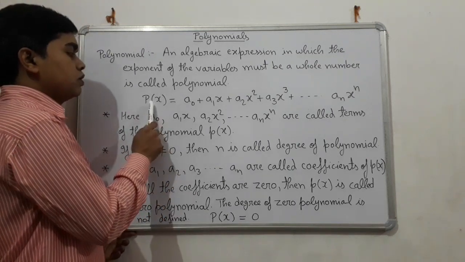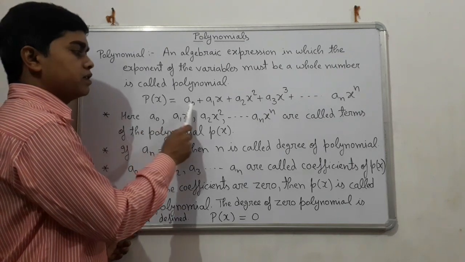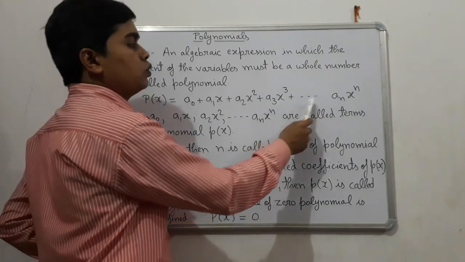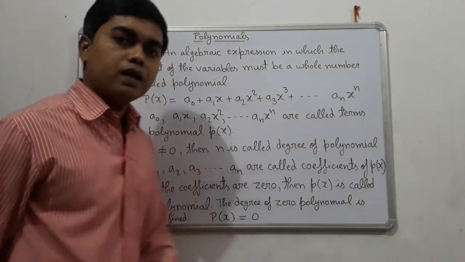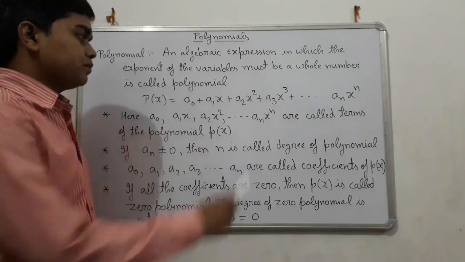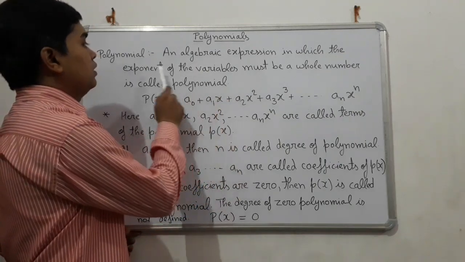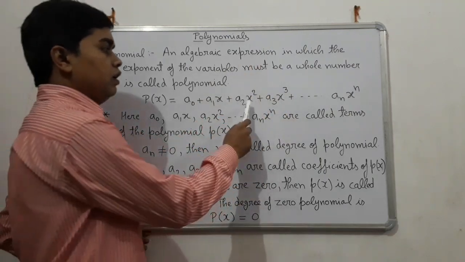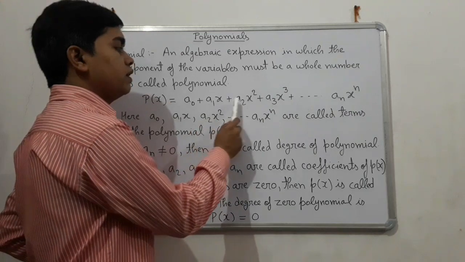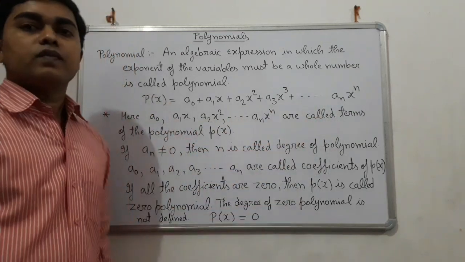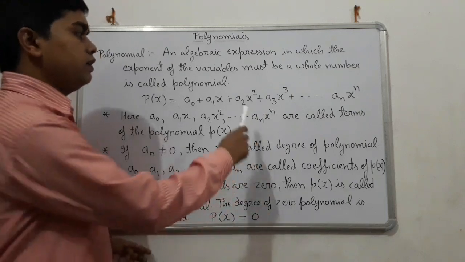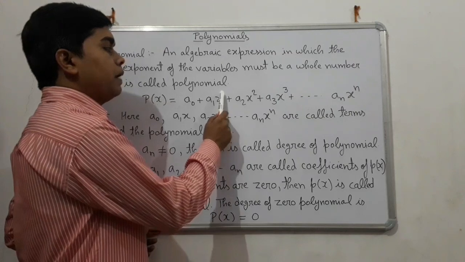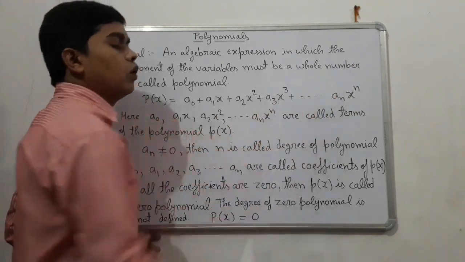Okay. So suppose we have a polynomial p(x) is equal to a0 plus a1x plus a2x square plus a3x cube plus up to anx to the power n. Now children, see here. Here I have written exponent of the variables must be a whole number. So it means here suppose a0, a1, a2, a3, an, these are constant numbers, okay, and x is variable, and you can see here power of that variable is whole number.